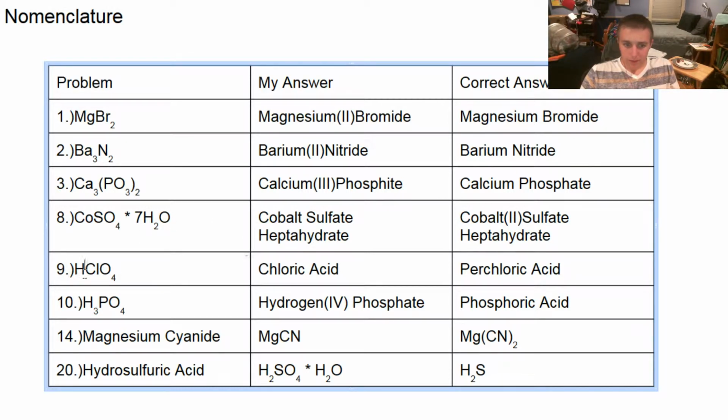For 9, it's HClO4. I just wrote chloric acid, but it needs to be perchloric acid because it has an extra oxygen instead of the base acid. And then for this one, H3PO4, I wrote hydrogen 4 phosphate because I wasn't quite sure. That was wrong. The real answer is phosphoric acid because it's a phosphorus.